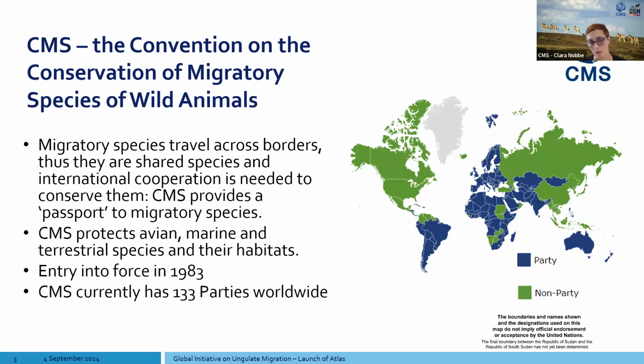CMS currently has 133 parties worldwide. I think this is also important for Guillaume, as it also means there are a lot of governments that can use the Guillaume Atlas and work with the initiative. Next slide, please.